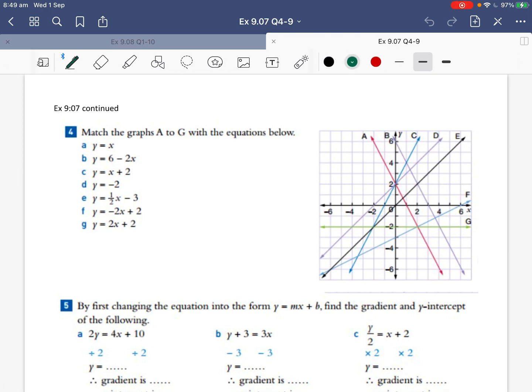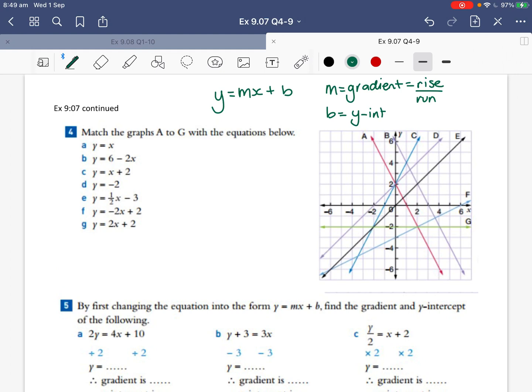Now what this exercise is all about is the gradient-intercept form of a straight line, which is y equals mx plus b. This is where m equals our gradient, and to calculate our gradient we use the formula m equals rise over run, and then our b equals our y-intercept.